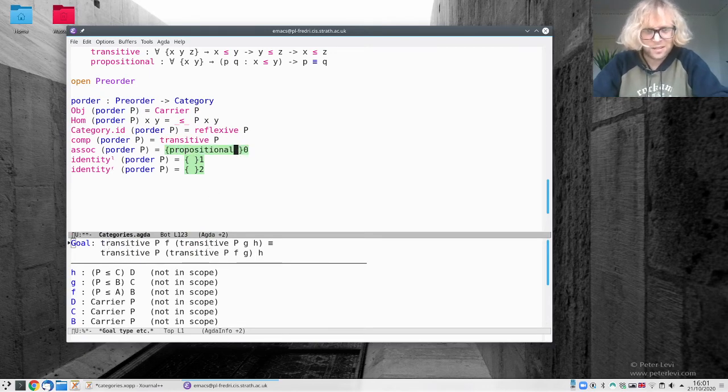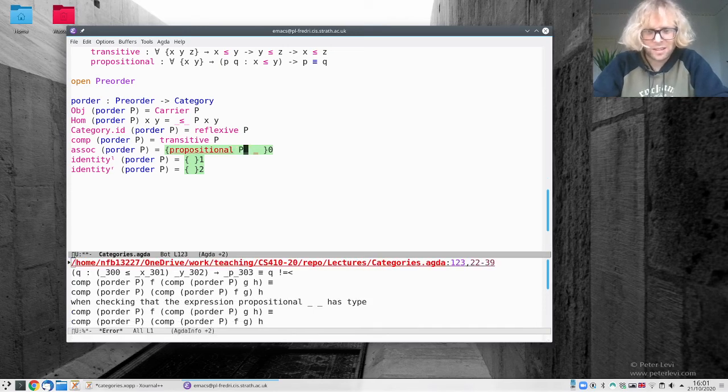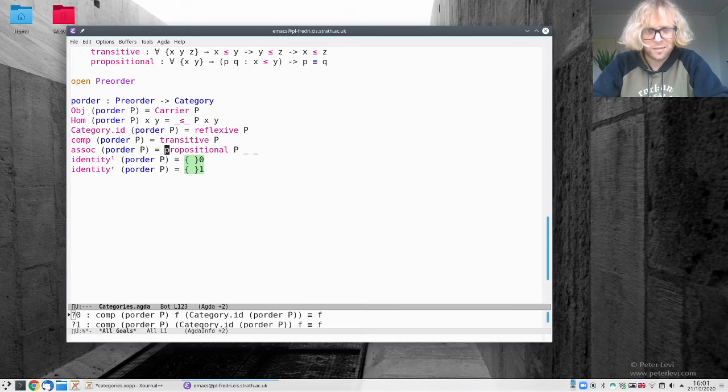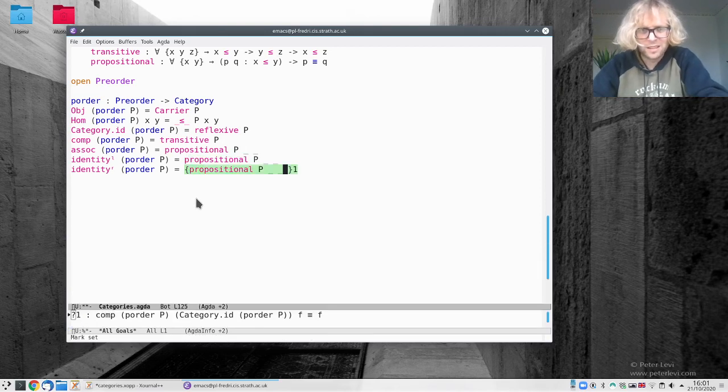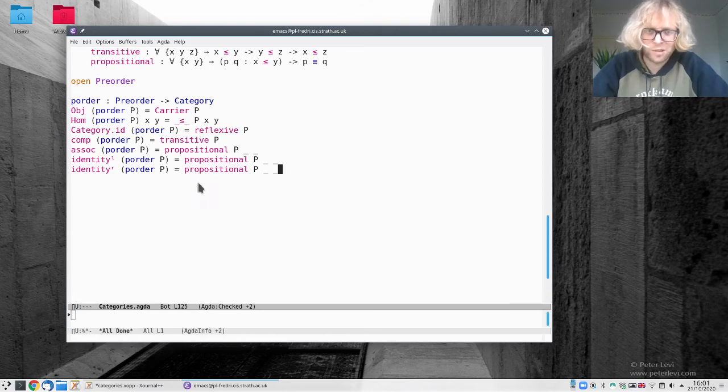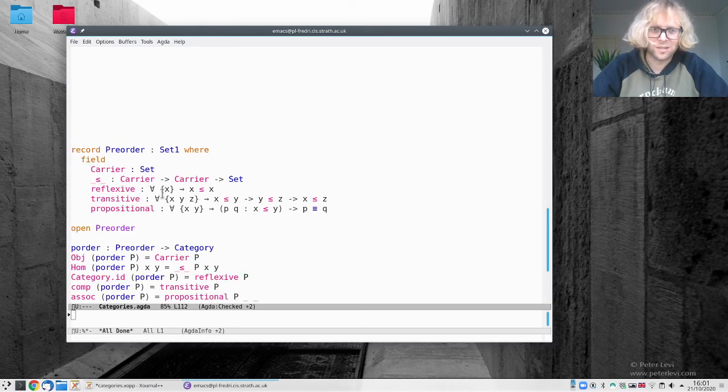So the fact that I asked for it to be propositional is exactly what I need. Right, and similarly, these two proofs are equations between proofs in the preorder. So I can just use sledgehammer or propositionality to get rid of this. And again, you could not ask for it to be propositional, but then you would need some coherence conditions for these things, which would make it look a lot like a category actually.